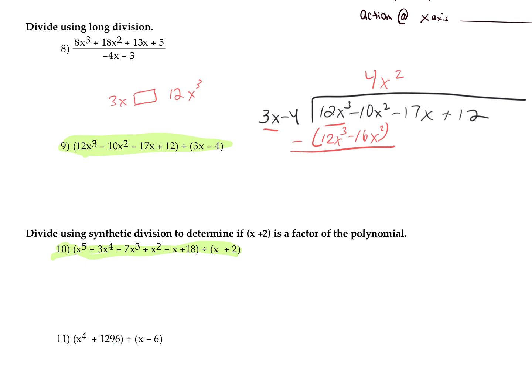Agreed? So now, before I go ahead and subtract, I have to distribute. So what's negative 10 and a positive 16? 6x squared. My cubes cancel out. I bring down my negative 17x. And we do it all over again. First term into first term. 3x times what gives me 6x squared? So plus 2x.